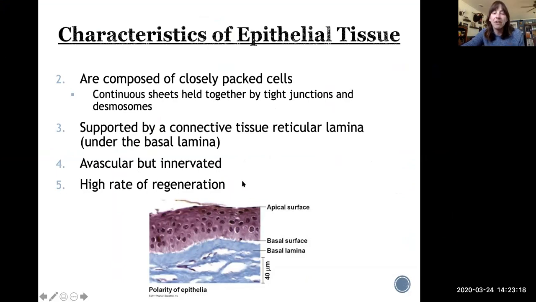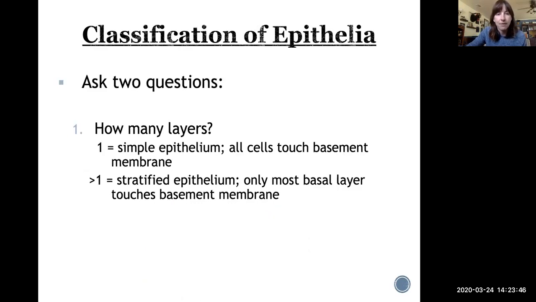And it tends to have a very high rate of regeneration. Because it's exposed to the outside world, your skin and the lining of your gut regenerate really fast. Because it's under the stress of being exposed to the outer environment, those cells renew constantly, and that's why you're constantly sloughing off skin cells, because those cells regenerate very quickly. Okay. Are we okay so far?